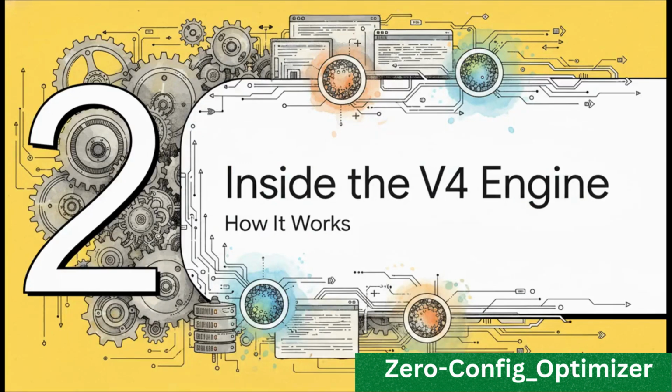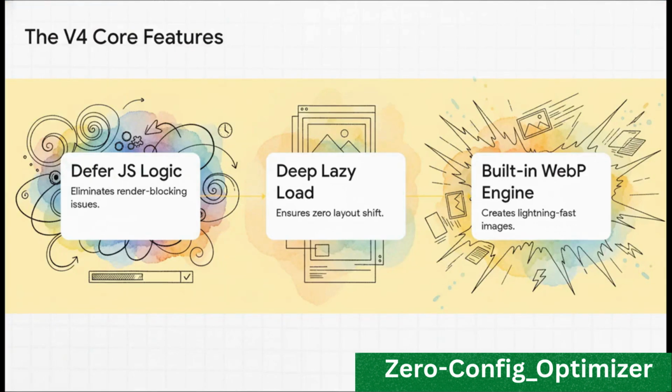Okay, so let's pop the hood and see how this thing actually works. How does one plugin do so much with literally zero configuration? Well, it all comes down to 3 incredibly smart, totally automated technologies, all working in sync. So here they are, the 3 pillars of the V4 engine. Each one tackles a completely different reason why websites get slow. But when you put them together, you get this seamless automatic optimization machine. Let's break down what each one does.